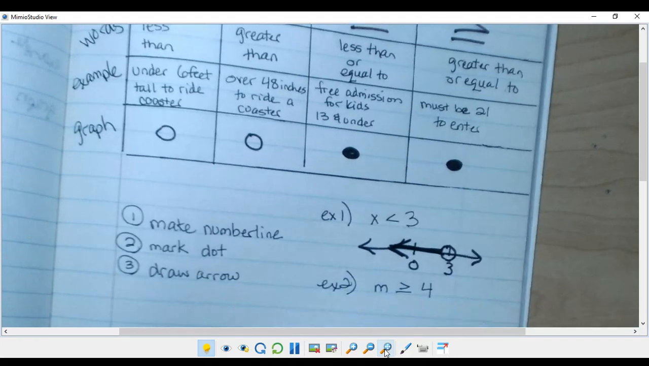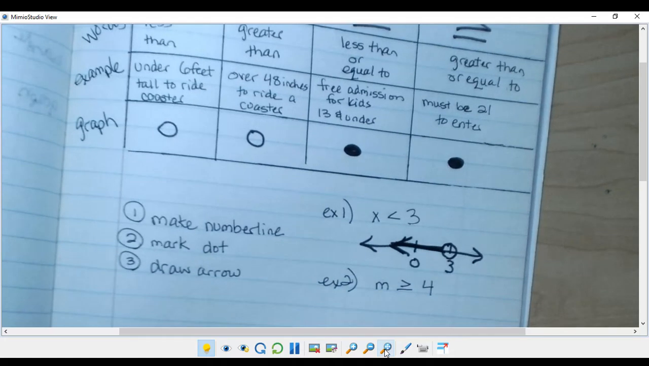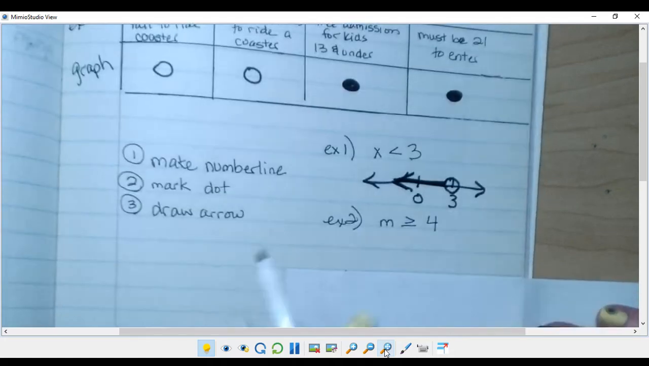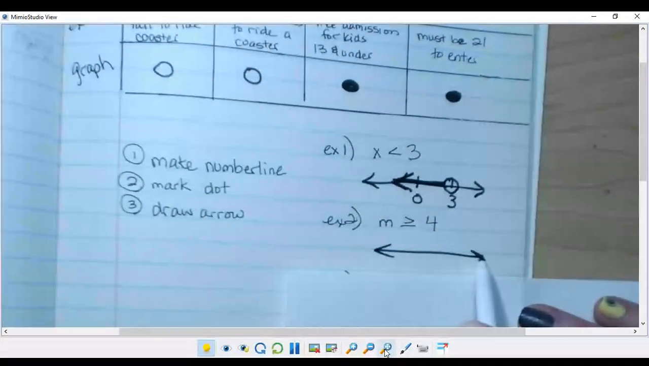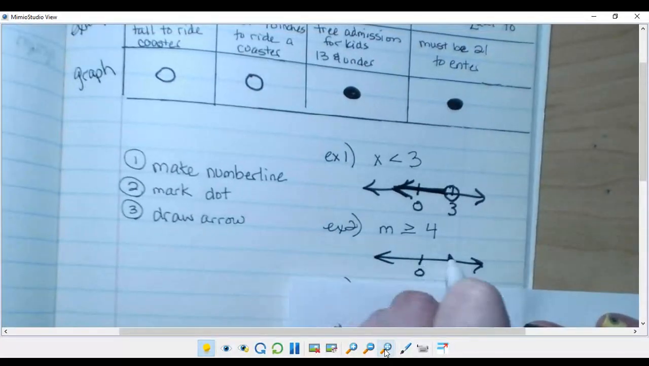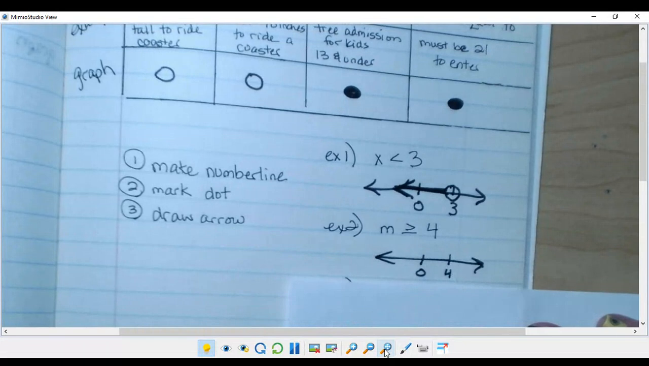M is greater than or equal to 4. Step 1, make my number line. Let's go for 0 and 4. You cannot just put the number in the problem. You have to have some other reference. 0 seems to be the most obvious.